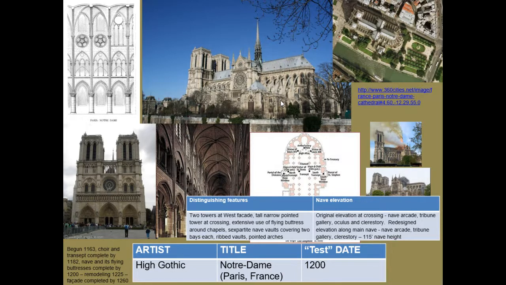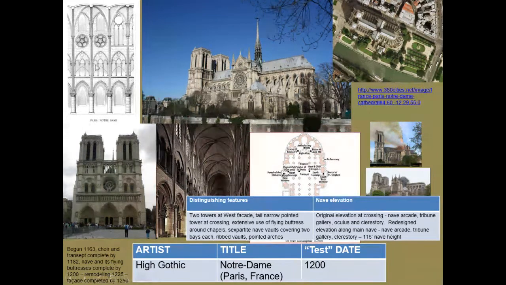It has 6-part nave vaulting, and that 6-part vaulting covers 2 bays each with ribbed vaults, pointed arches. So the elevation, the nave elevation at Notre Dame, the original elevation does change. Right near the crossing, you'll see that you have a nave arcade, a tribune gallery, then an oculus window, and then lancet windows above that. That gets redesigned for the main body of the nave, and that nave elevation breaks down to just the nave arcade, tribune gallery, and clerestory without this oculus window in between.